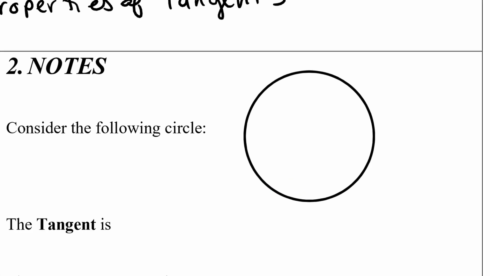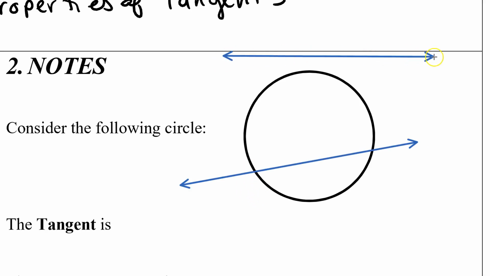I can draw all kinds of lines through it and over it and under it. I can draw a line that looks like that, that never intersects that circle. If we see this one, we see two intersection points, one here and one here. This one outside of the circle doesn't have any intersection. What about this one?